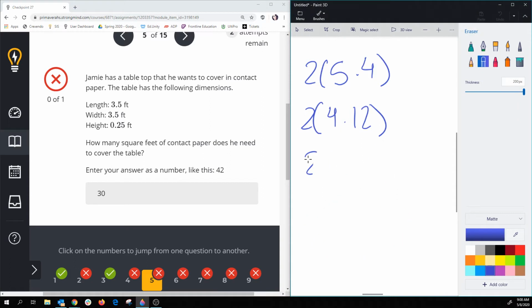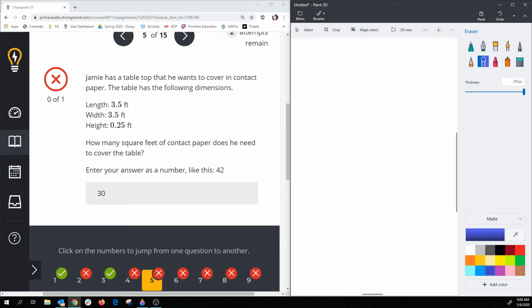Alright, so we have a tabletop that Jamie wants to cover, and these are the dimensions of the table. We want to know how many square feet of contact paper he needs to cover the table. So again, a tabletop is a rectangle, right? So all we should have to do here is take all of those different surface areas and multiply them all together. And don't forget to also multiply them by 2 because there would be 2 of those surfaces.